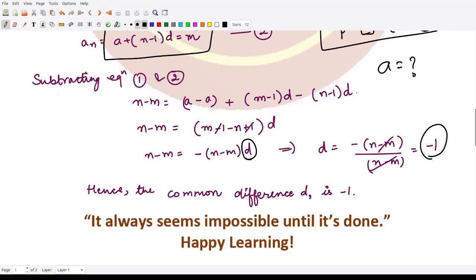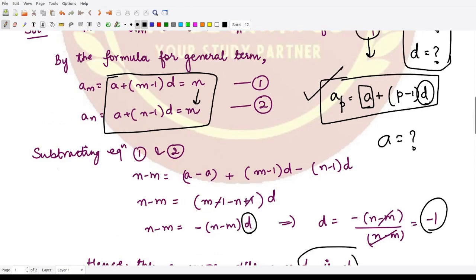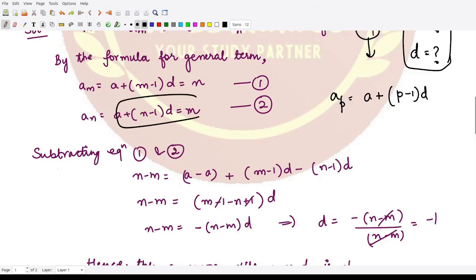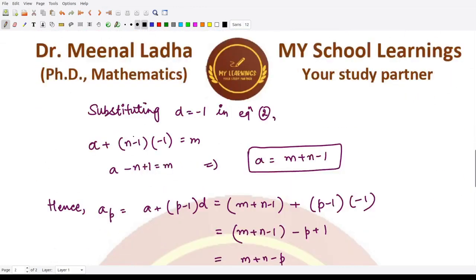Correct? So what we do, we will substitute this d in any one of these equations, equation 1 or equation 2. So let's substitute the value of d equal to minus 1 in equation number 2, right? So that we have a plus (n minus 1) times d, where d is minus 1, equal to m, correct? So we can simplify this: a minus n plus 1 is equal to m. So from here, because the values of m and n are known to us, they are given to us, therefore the value of a in terms of m and n is this one.